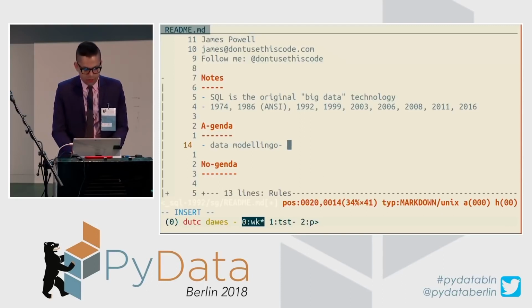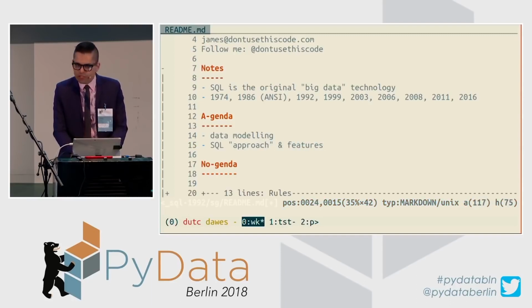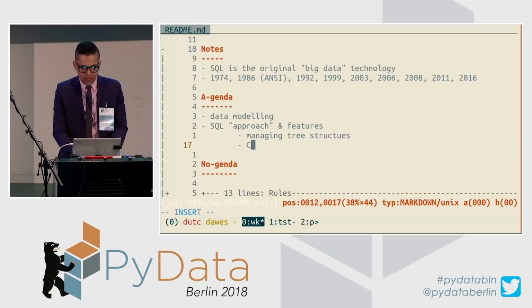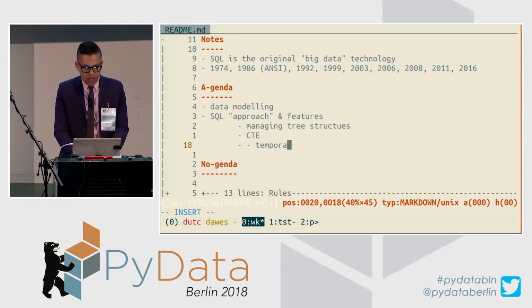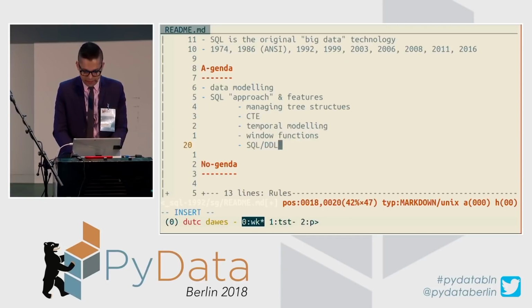I want to talk about the data modeling, or maybe the SQL approach, and some interesting features you might not know that are actually in SQL. A couple of things which you might have thought are very difficult turn out to be fairly easy. So things like managing tree structures, simple features like common table expressions, the idea of temporal modeling, and how powerful an idea this is, and some additional mechanics like window functions and some SQL DDL mechanics.